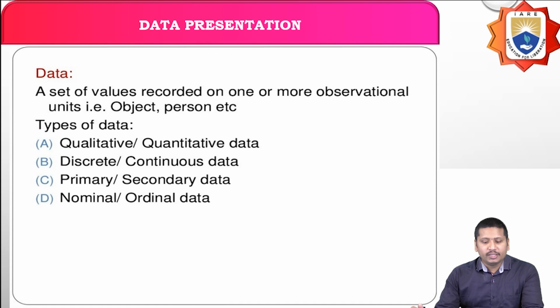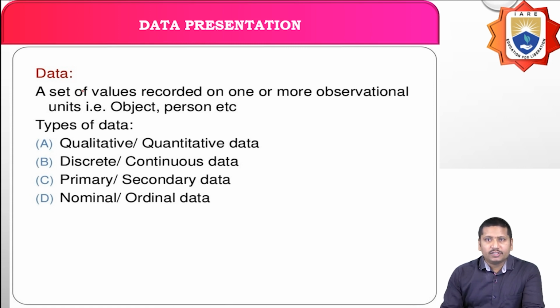Before going to see that, what is data first of all? It is nothing but the set of values recorded on one or more observational units, that is, an object or maybe a person, etc. What are the different types of data? Normally we see qualitative, quantitative, discrete, continuous, primary, secondary, nominal, and ordinal. So these are some of the different types of data. I already covered a detailed explanation of all these data types in previous videos.